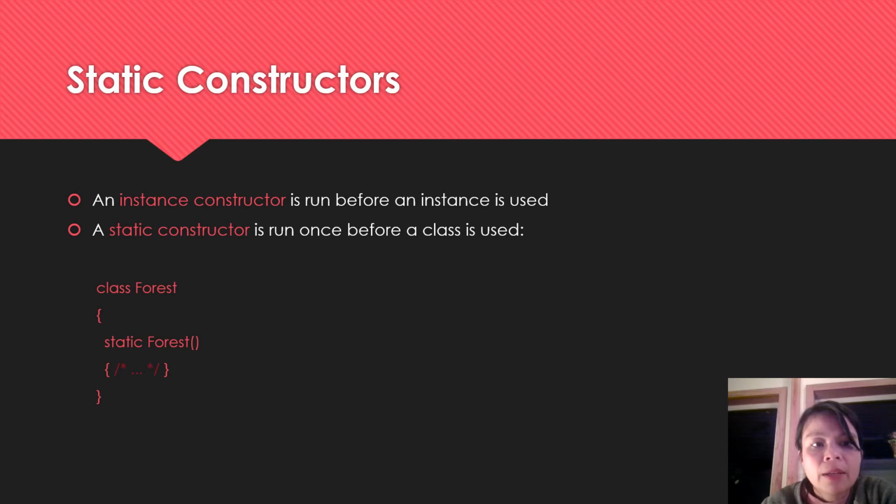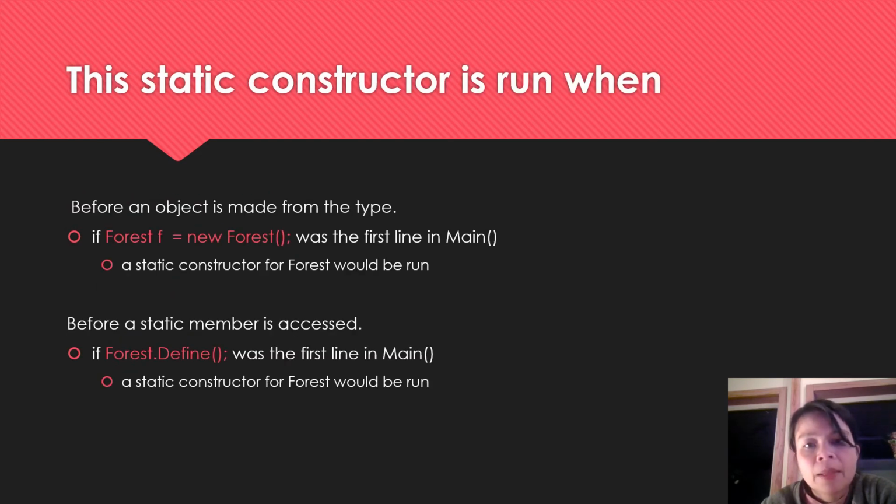All right, so let's look at static constructors. An instance constructor runs before an instance is used. So a static constructor is run once before a class is used. So this static constructor is run when? Before an object is made from that type.